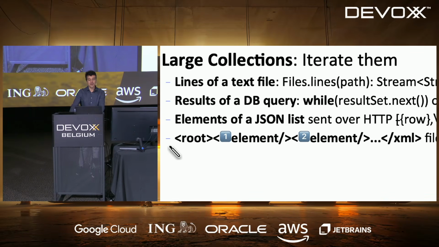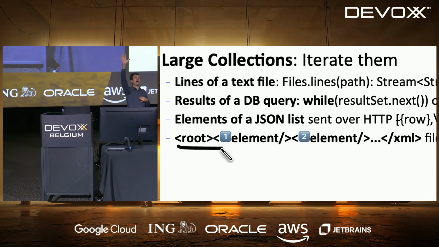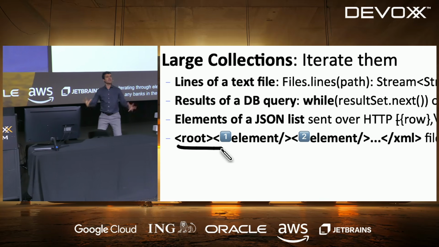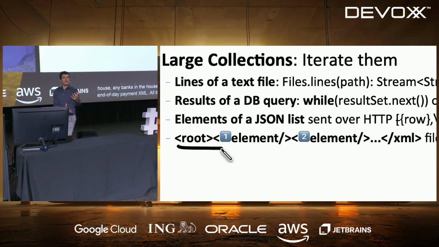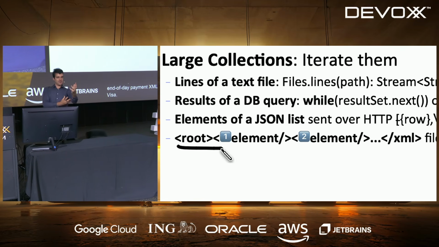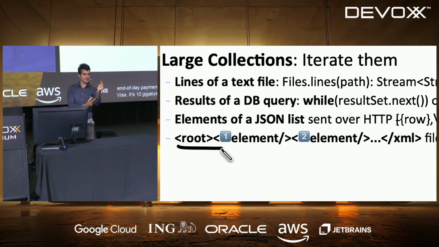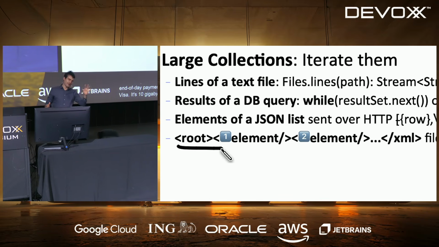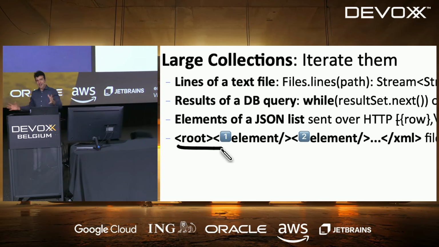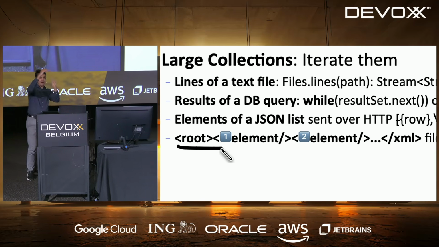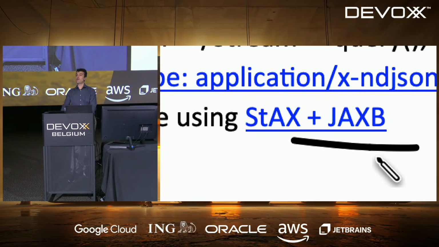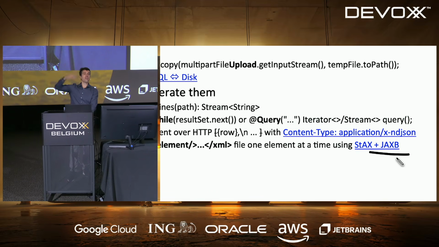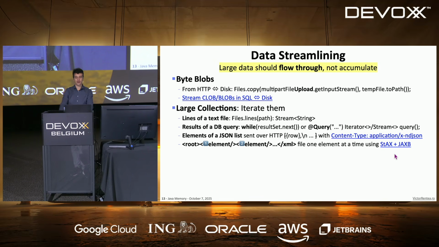Iterating through elements in a large XML file, right? Banks in the house. Any banks in the house? Banks, banks, banks. You receive the end of the day payment XML. All the payments your bank has done through Visa. It's 10 gigabytes, zipped. How the hell do you parse? I'm exaggerating. Deflated these 10 gigs. How do you parse payment by payment, right? You can't load them up. So there is a fun link you can click here to show you how you can iterate the elements in that huge XML without loading the whole thing at once.